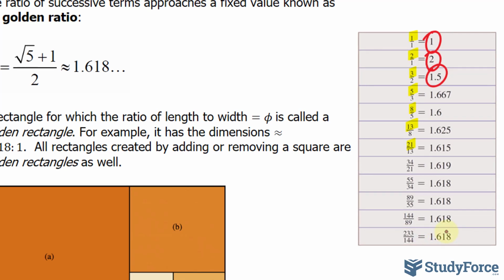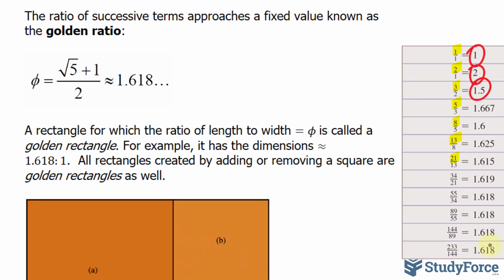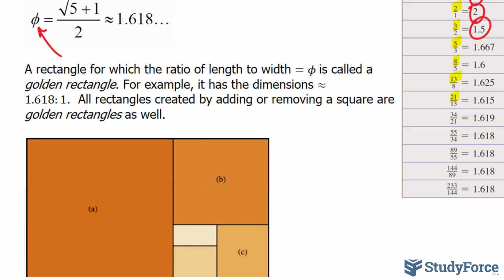That ratio is what is referred to as the golden ratio, and it's represented by the Greek letter phi. This number can be approximated by taking the square root of 5 plus 1 and dividing it by 2. Now, coupled with the golden ratio is the golden rectangle. This is a rectangle for which the ratio of length to width is equal to approximately 1.618. If that didn't make sense to you, think of a rectangle whose dimensions is approximately 1.618 to 1.